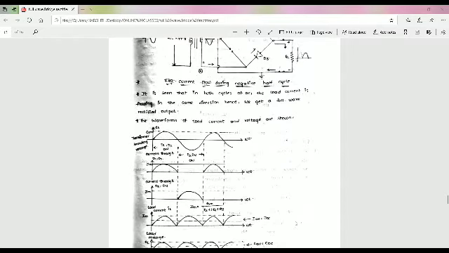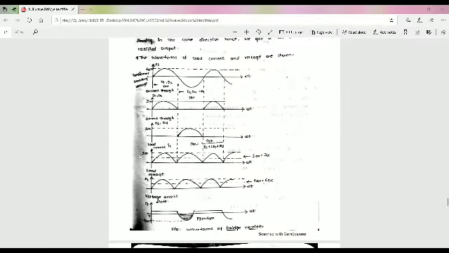Okay. These are all the output waveforms. Transformer secondary voltage ESM. Okay. In the first half cycle D1 and D2 are on, and in the next, D3 and D4. So the output waveform is this one.